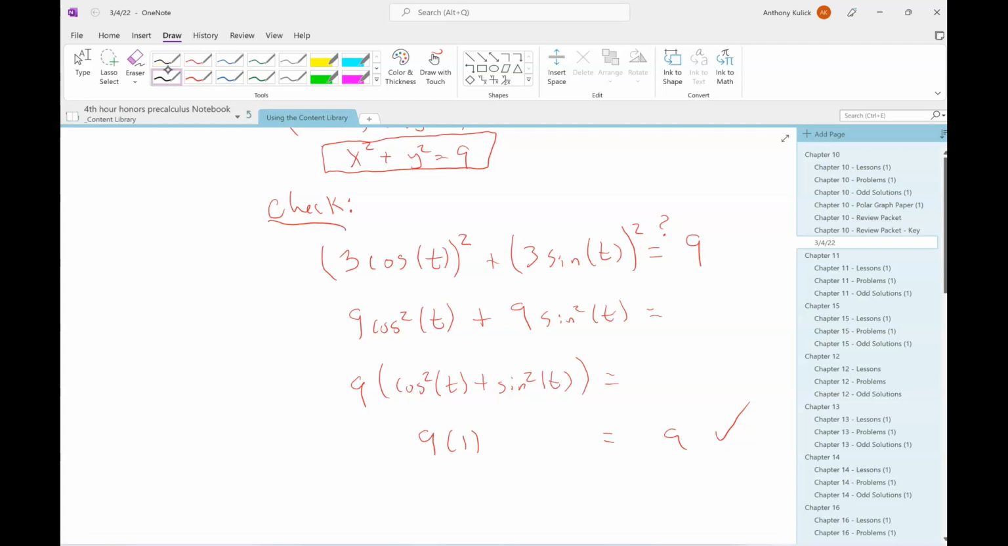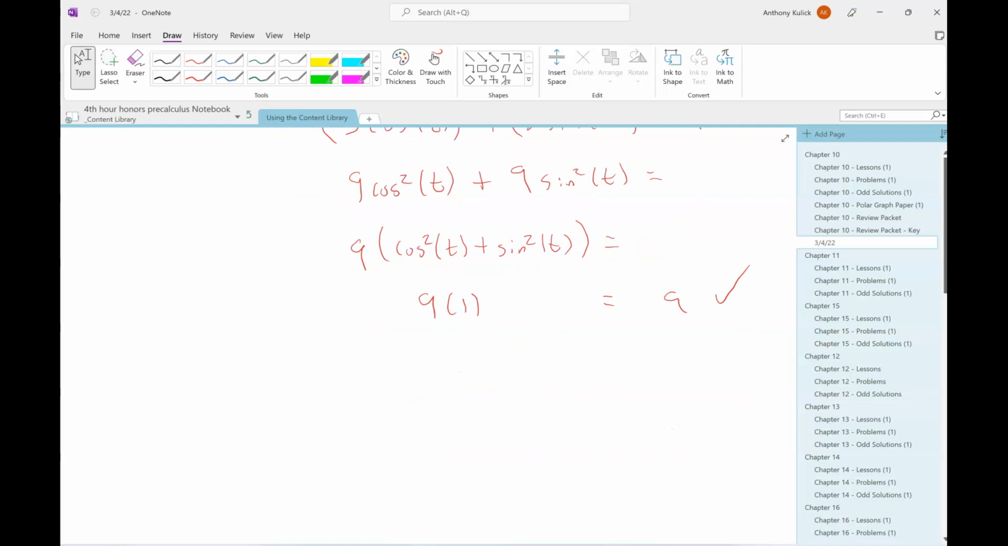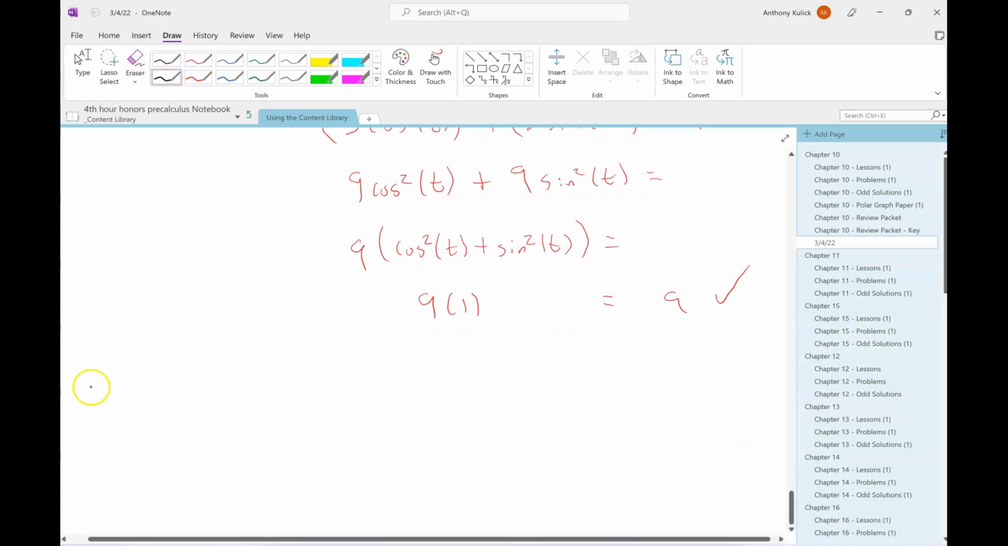What we want to talk about next is going the other direction. So what if we want to go from Cartesian to parametric? This we usually say we want to parameterize the function or equation or whatever.